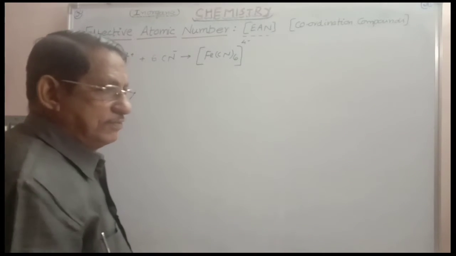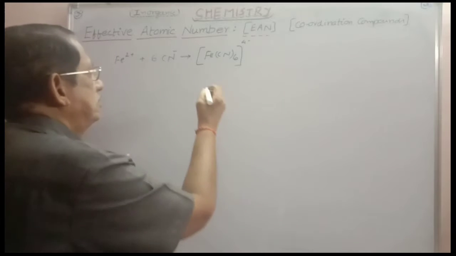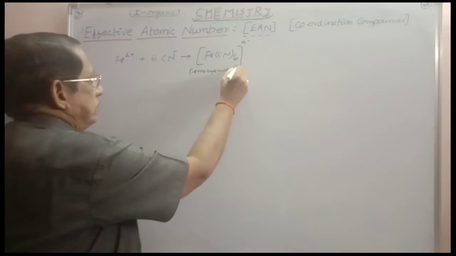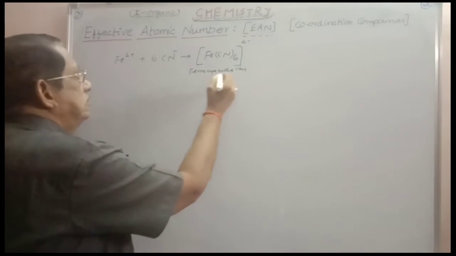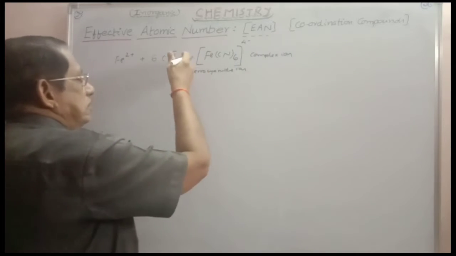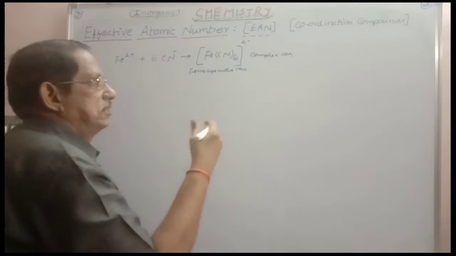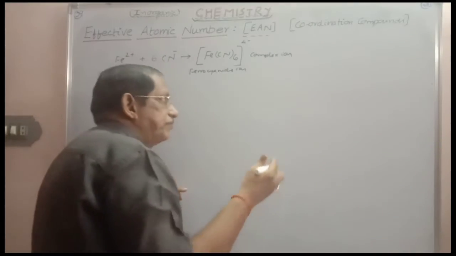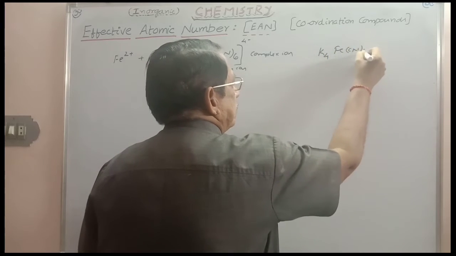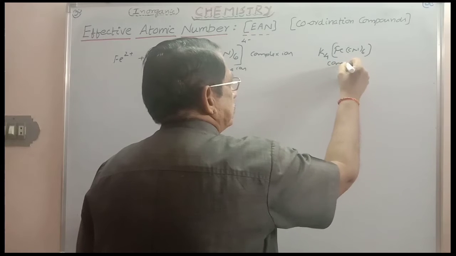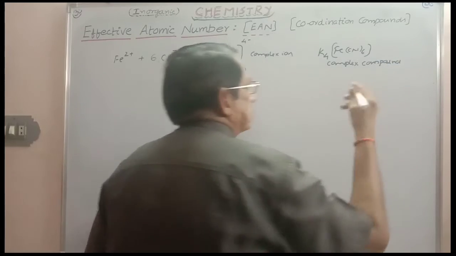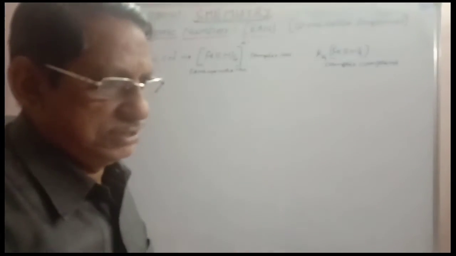Of course, nomenclature is entirely different. You can call this the ferrocyanide ion. This is a complex ion. You can take here any cation like potassium, then it becomes K4[Fe(CN)6]. It will give you a complex compound K4[Fe(CN)6]. These complex compounds are also called coordination compounds.